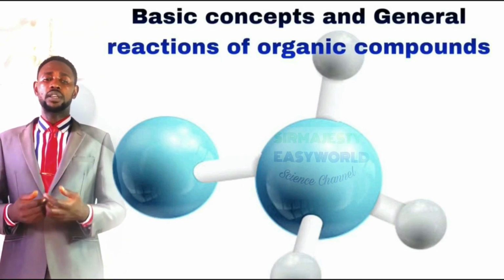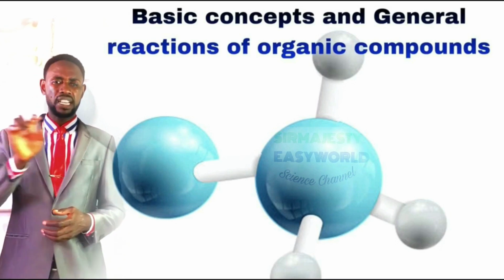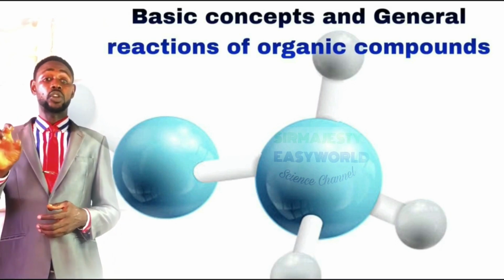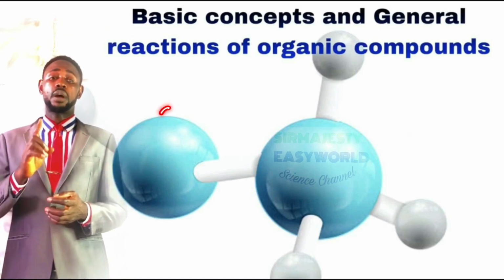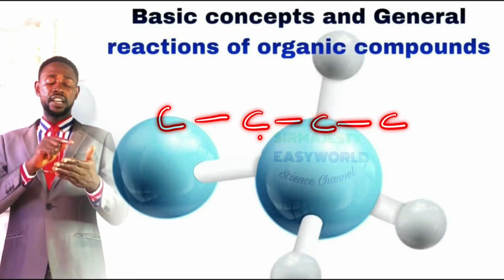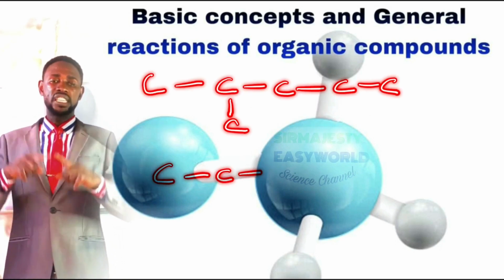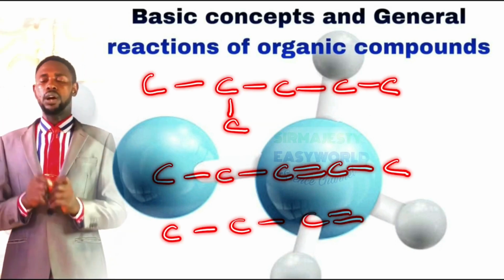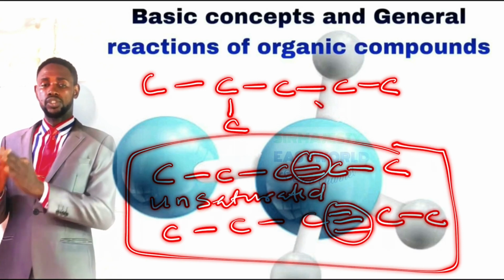Saturated organic compounds are organic compounds in which the carbon atoms are bonded to the maximum number of hydrogen atoms they can normally hold. They are usually identified by the presence of carbon-to-carbon single bond. Any organic compound that has carbon-to-carbon single bond throughout the molecule is a saturated compound. If there is a presence of double or triple bond, it becomes now unsaturated.